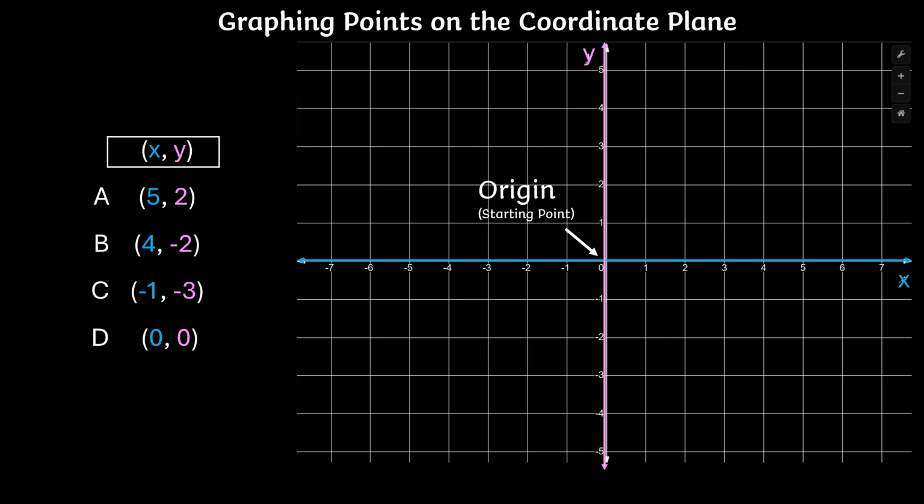The place the x and y axes intersect is called the origin. We always start at the origin when graphing ordered pairs. Graphing starts at the origin and can go in any direction.